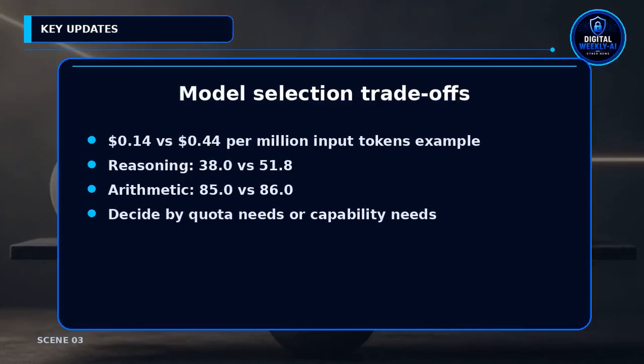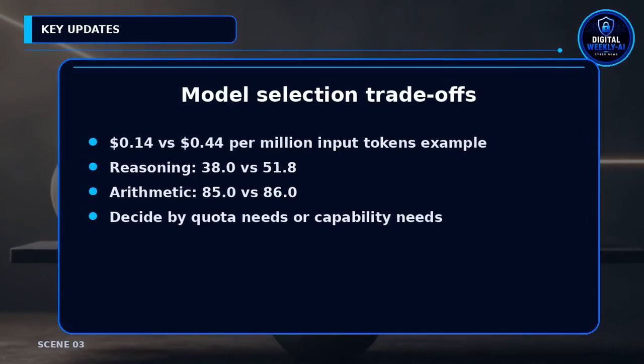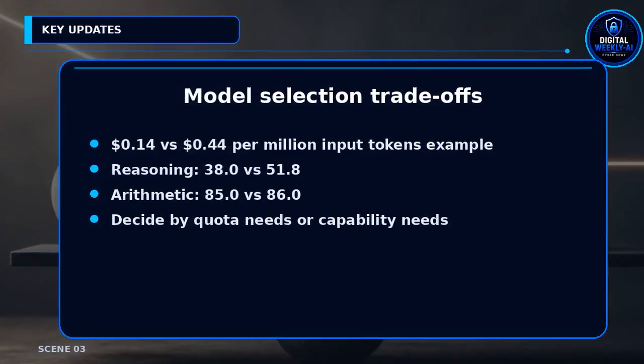A developer compared a model at $0.14 per million tokens to one at $0.44. The cheap model lost on coding, reasoning, math, and bug fixing. Reasoning scored 38.0 versus 51.8. Arithmetic scored 85.0 versus 86.0. But the cheap model gives far more requests per quota window. Pick models based on whether you are short on capability or on request budget.